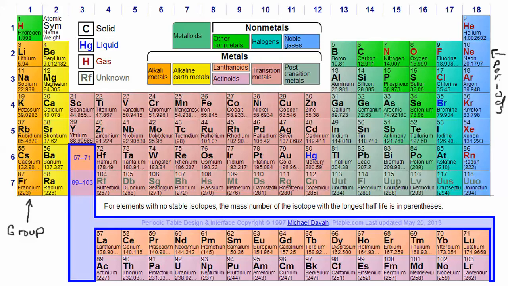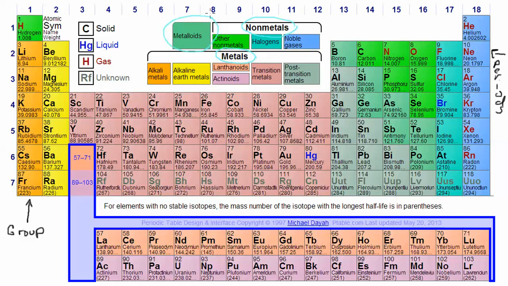Alright, now there are three classes of element, and those three classes are metals, and you can see that these are all the different types of metals, but these are all metals. And then there are nonmetals, and you can see that there are three subtypes of nonmetals. And then there's a third class called metalloids.